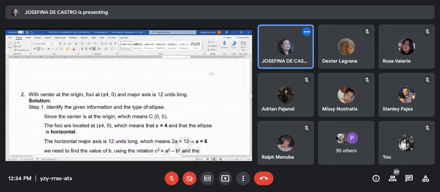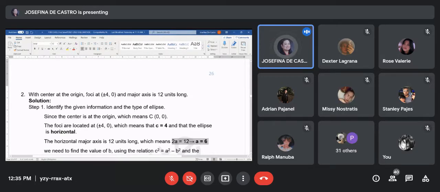Number 2. With center at the origin, foci at positive, negative 4, 0, and the major axis is 12 units long. Major axis daw ay 12 units long. So, for the major axis, that is equal to 2a. 2a is the length of the major axis. Therefore, 2a is equal to 12. Therefore, a is equal to 6. Okay? Therefore, a squared is equal to 36.